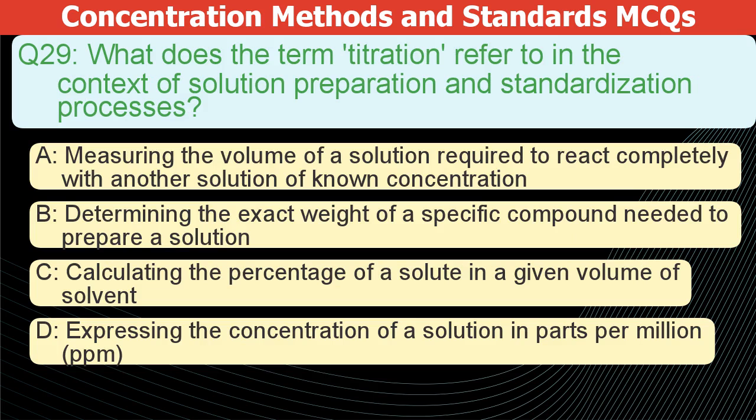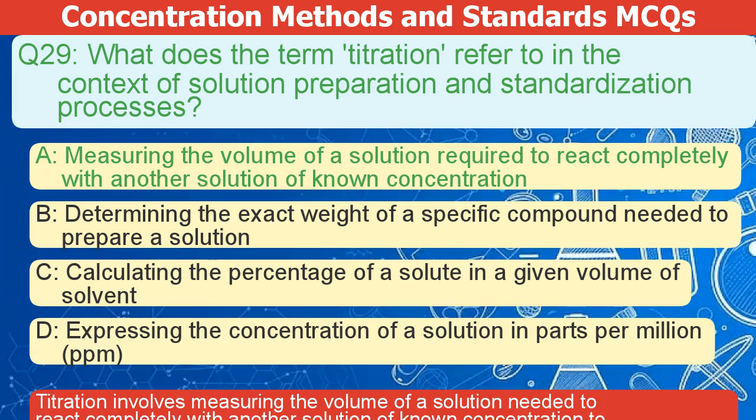What does the term titration refer to in the context of solution preparation and standardization processes? A. Measuring the volume of a solution required to react completely with another solution of known concentration. B. Determining the exact weight of a specific compound needed to prepare a solution. C. Calculating the percentage of a solute in a given volume of solvent. D. Expressing the concentration of a solution in parts per million, ppm.